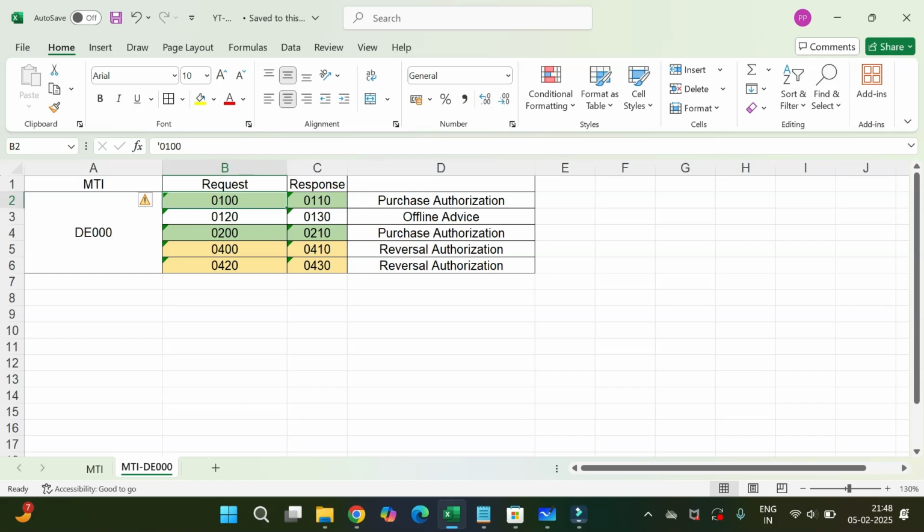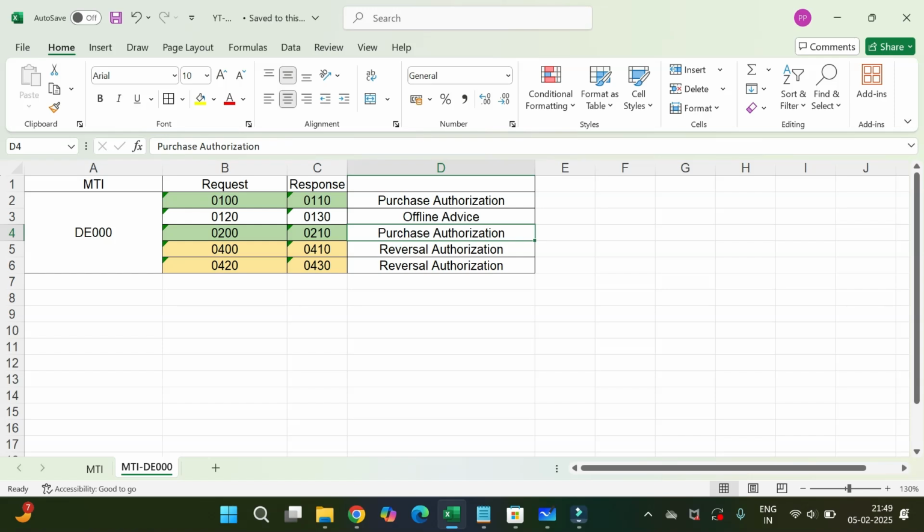Now let's understand what 0100 and 0200 are. When you make a purchase authorization, your 0100 request will be sent and you will get 0110 in response. So both 0100 and 0200 are for the purchase transaction. Now let's understand 0400 and 0420. These are your reversal authorizations.